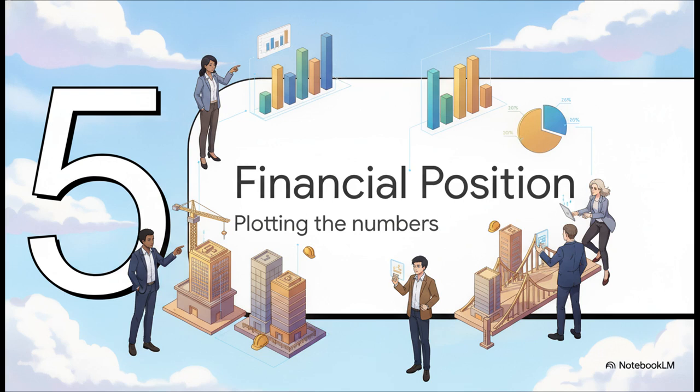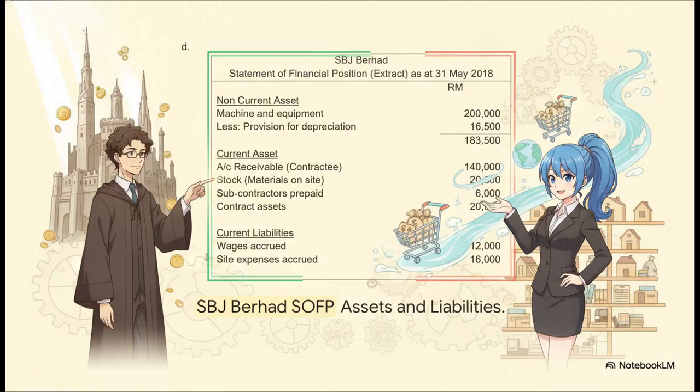Now for the grand finale, Section 5, Statement of Financial Position. Take a look at this beautifully structured table. This is our final SOFP extract for SBJ Berhad. To grab full marks in your exams, you absolutely have to categorize your items clearly into non-current assets, current assets, and current liabilities. Everything needs to be in its perfect little home.